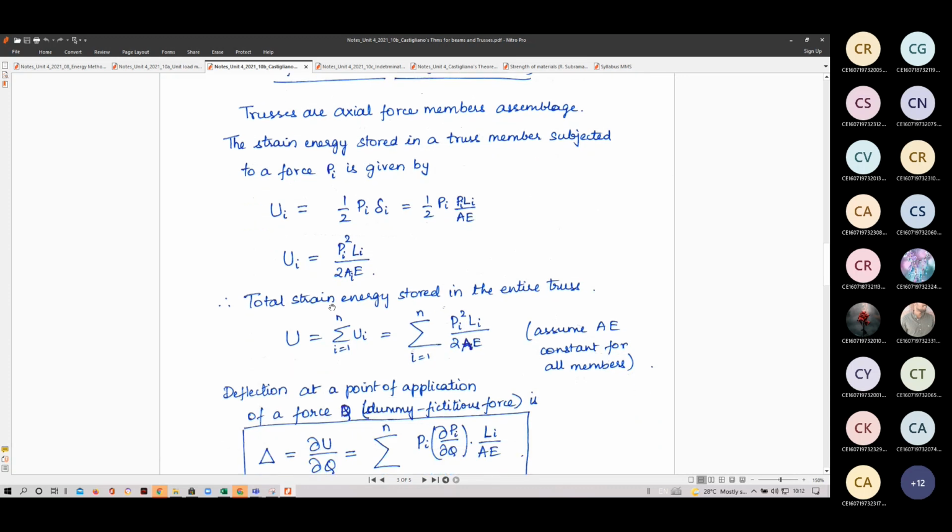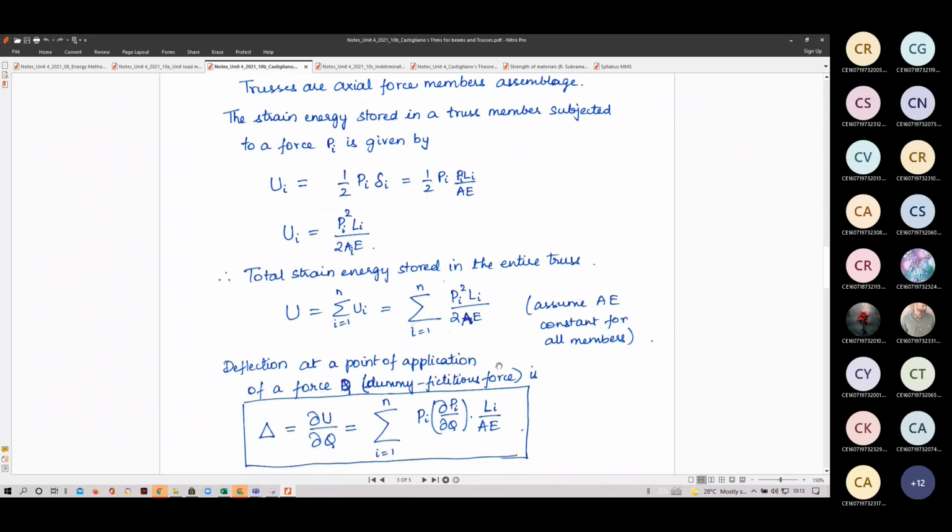Okay. Now total strain energy stored in the entire truss is the sum of all the strain energy stored within each member. So let's say the truss has n members, so it will be the sum of Pi square Li by 2 Ai E. Now usually AE is constant. Area for each member, we take uniform bars. So A is constant usually and E is also constant, the Young's modulus across each member.